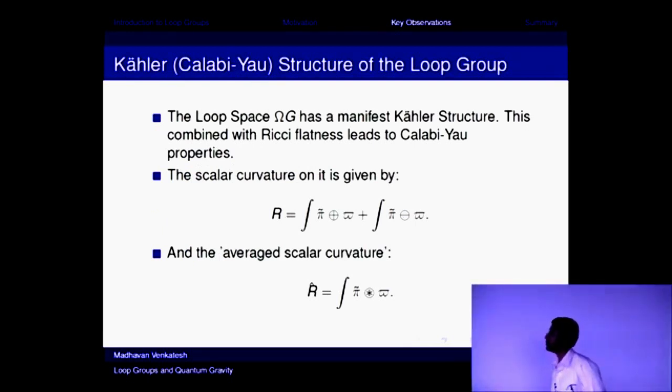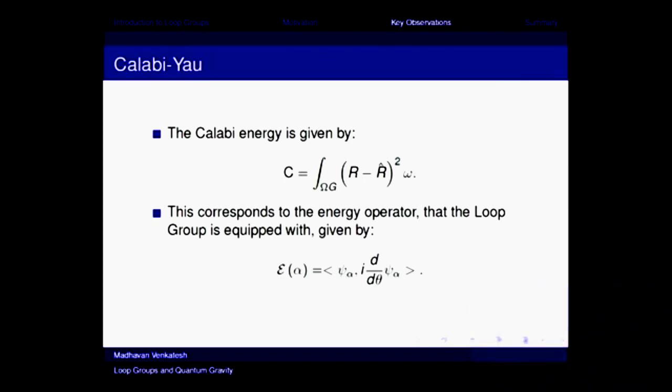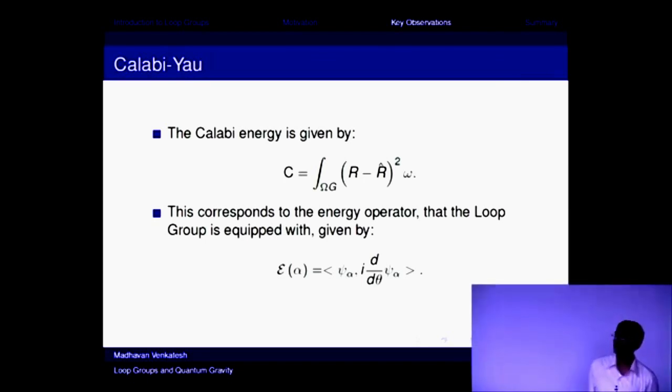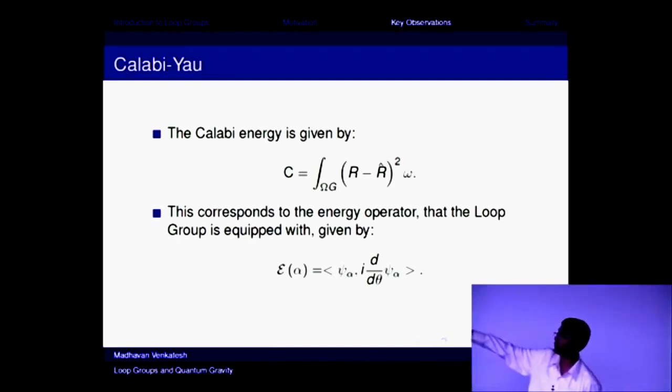As I said, the loop space ΩG has a manifest Kähler structure, and this combined with Ricci flatness leads to Calabi-Yau properties. And yeah, we've written down the scalar curvature again, and the averaged scalar curvature is given by that total product. So this is to define the energy flow on the manifold. That's given by this, the Calabi-Yau energy. Omega is a Kähler form there. And with this, there's an energy operator that's associated with the loop group, and so you can relate that to this. As in, the energy flow you can relate with the energy operator, and that's the expectation value on the right hand side.